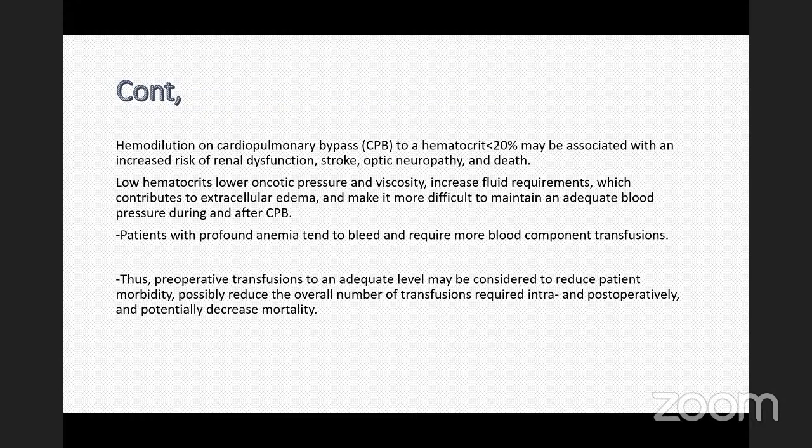So hemodilution on cardiopulmonary bypass to a hematocrit below 20% may be associated with an increased risk of renal dysfunction, stroke, optic neuropathy, and death. Low hematocrit lowers oncotic pressure and viscosity, which increases the fluid requirement and contributes to extracellular edema that makes it more difficult to maintain adequate blood pressure during or after cardiopulmonary bypass.